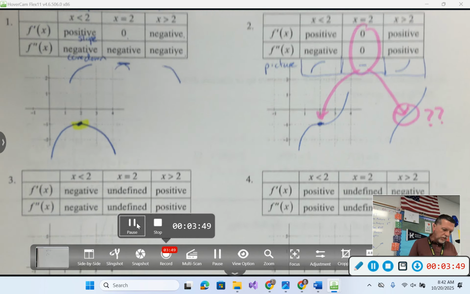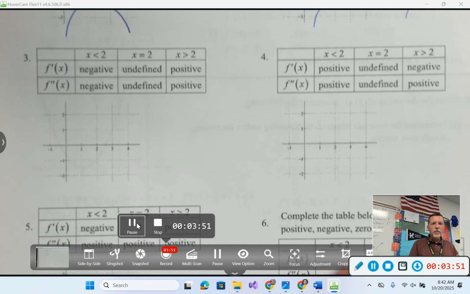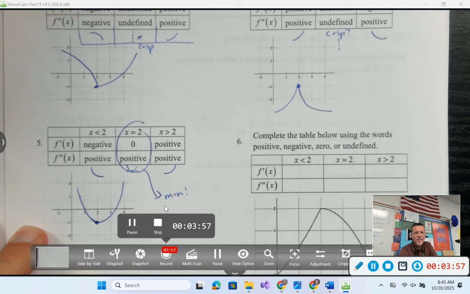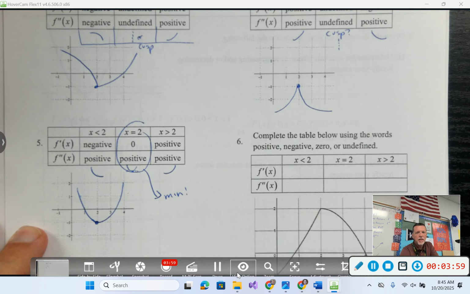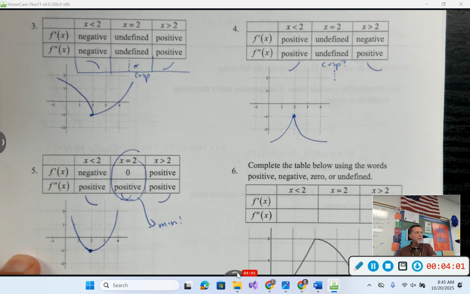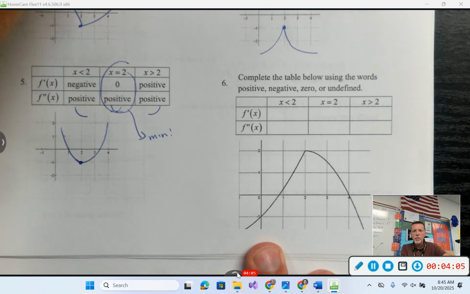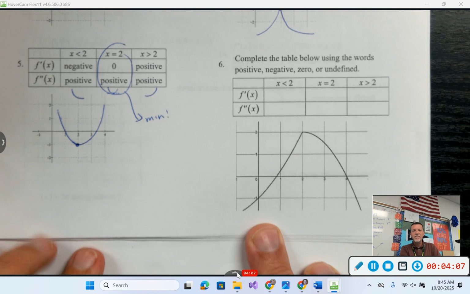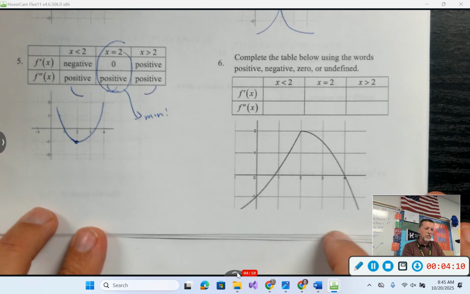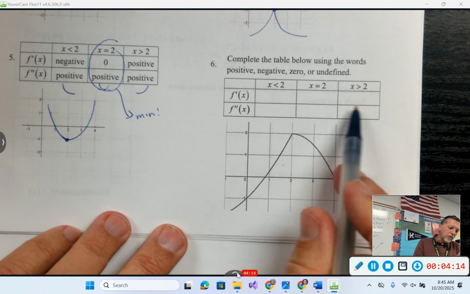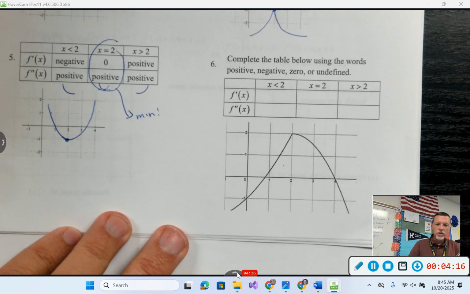All right, most of you have already tried them, but try 3, 4, and 5. So I'll hit pause. I'll do 3, 4, and 5 up here. Anything else on 3, 4, 5? 6 is kind of a backwards problem, I guess. I don't know. I feel like 6 is easier. We should put 6 first. They give you the picture, and you're filling out the table.